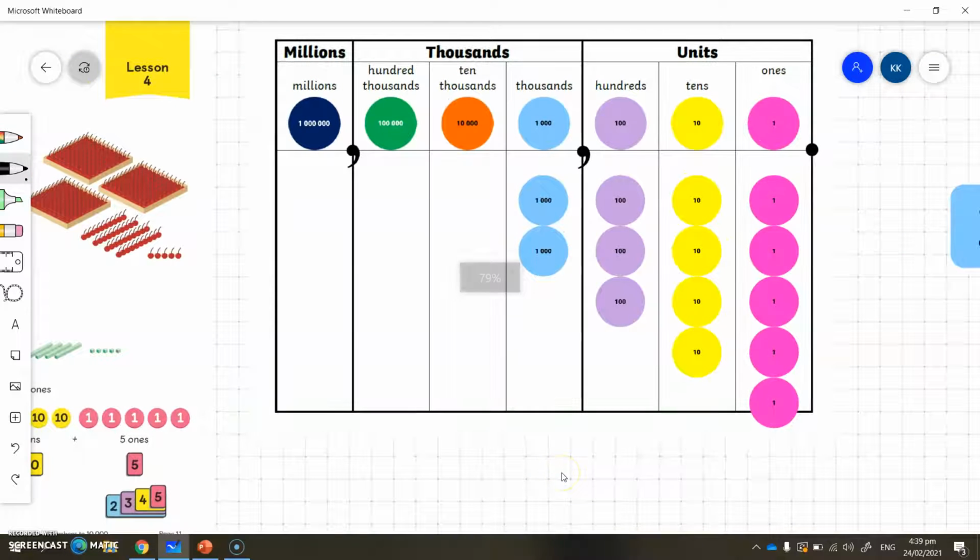The digit 2 will be in the thousands place. It stands for 2,000. The digit in the hundreds place is 3. It stands for 300. The digit in the tens place is 4 tens. It stands for 40. And the digit in the ones place is 5 ones. It stands for 5.